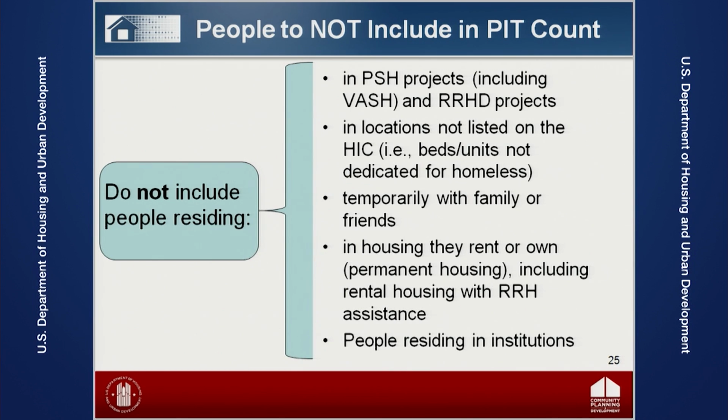Persons temporarily staying with family or friends, such as being doubled up or couch surfing. Persons residing in housing they rent or own, like permanent housing, including persons residing in rental assistance or rental housing with assistance from a rapid rehousing project on the night of the count. Persons residing in institutions, for instance, jails, juvenile correction facilities, foster care, hospital beds, and detox centers.